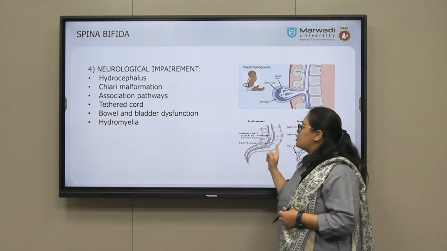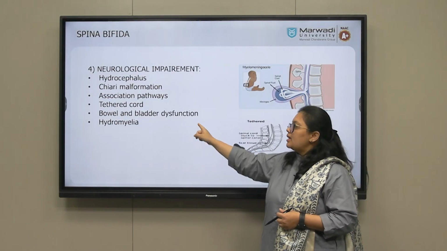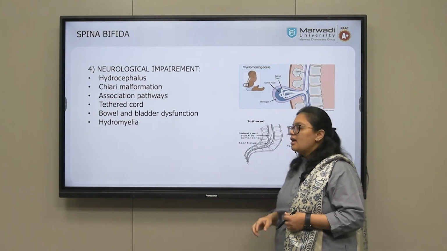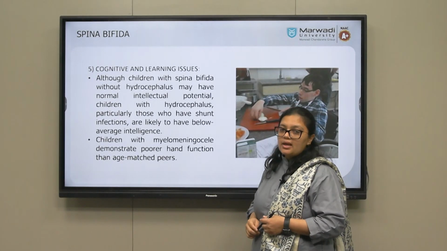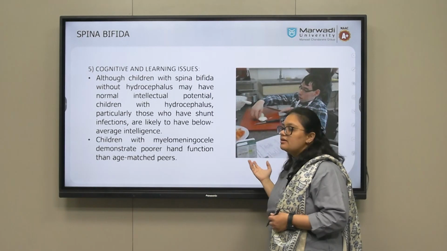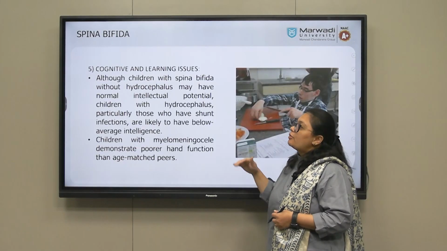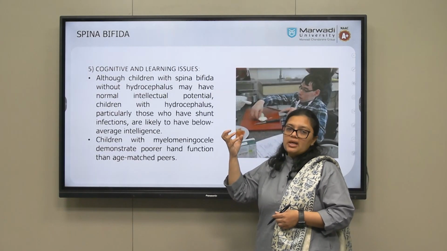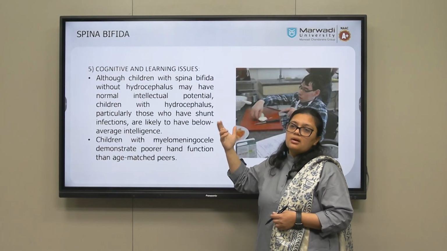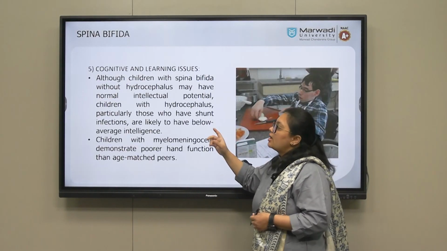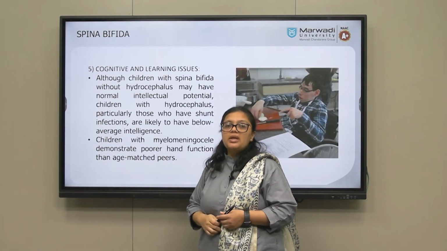If you have these issues at the sacral level, then definitely bowel and bladder function will also be affected. Then cognitive and learning disabilities. Now we have seen that when we have cognitive issues or learning problems with the brain, the lower part of the brain, as I said, is pulling down. So when it is pulling down, it is affecting the other functions of the brain also.